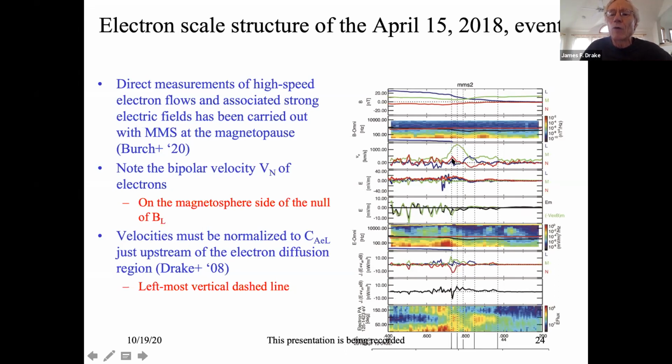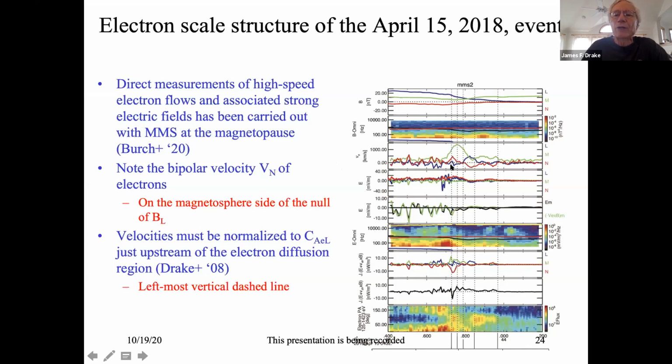This is the inflow velocity into the current layer. And it, of course, switches sign on either side of this intense current layer. So this is the inflow rate seen by MMS. And they are able to measure this because it's a very high velocity compared to the typical lower velocity, subalfvénic flows. And you notice again that this is on the sphere side of the system.